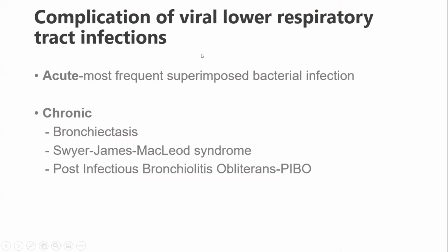So what are the complications of viral pneumonias? Usually what happens is they get superadded bacterial infections. On imaging, it will look like any other bacterial infection with lobar or segmental consolidation. But other important sequelae of viral infections are bronchiectasis, post-infectious bronchiolitis obliterans, or a similar thing called the Swyer-James or McLeod syndrome.